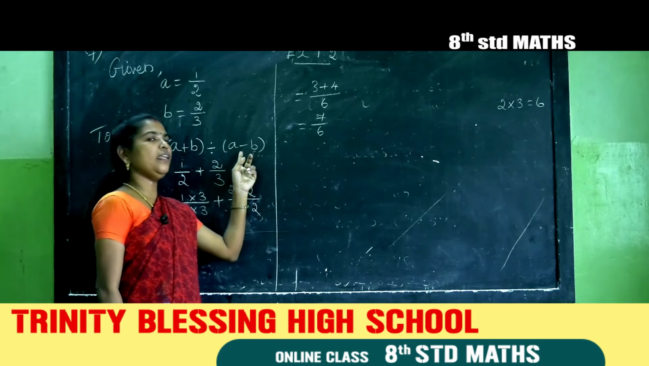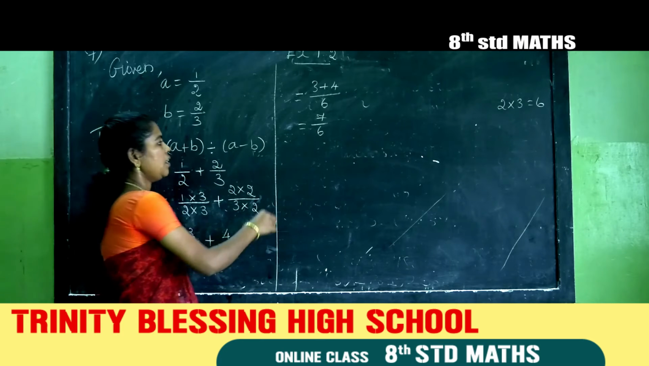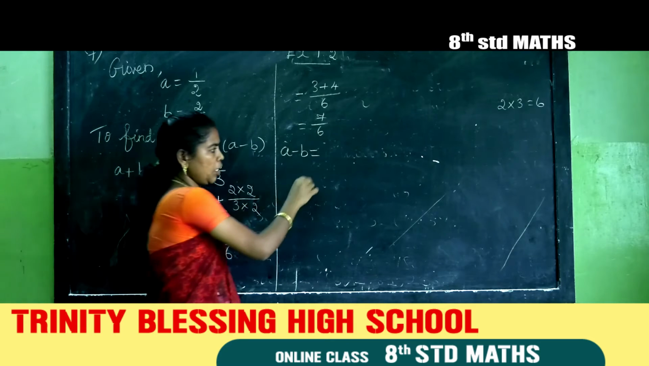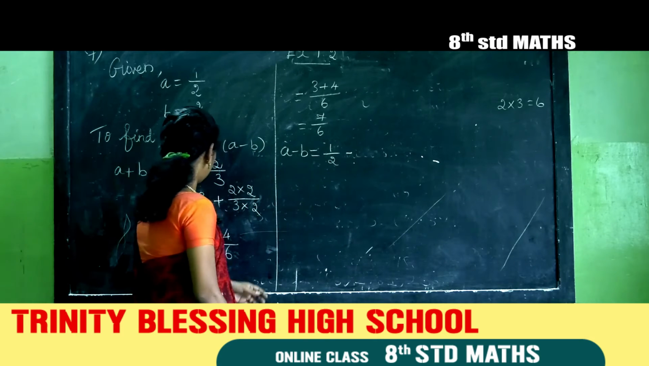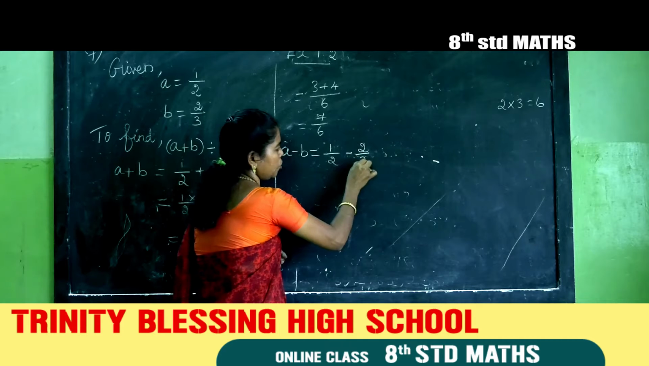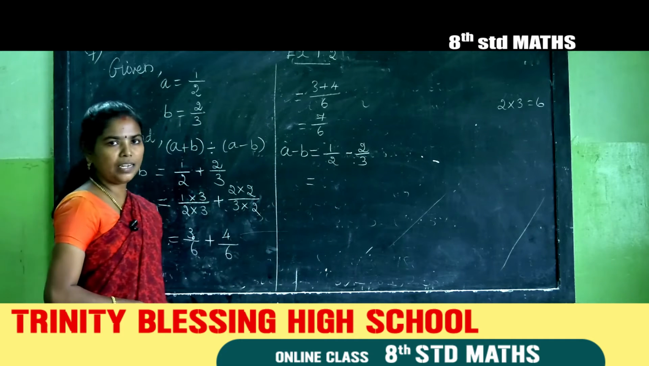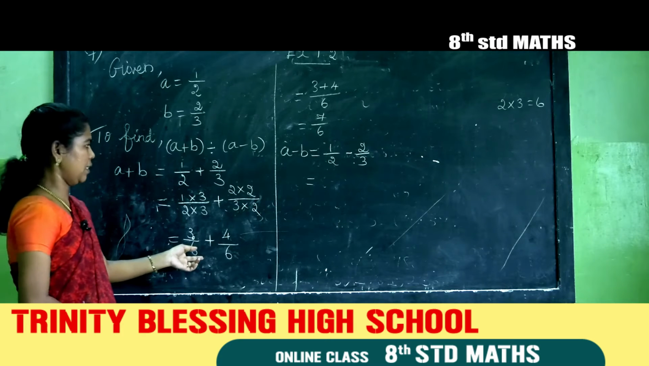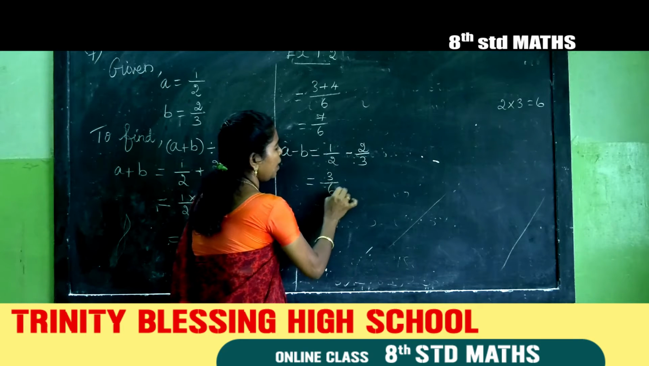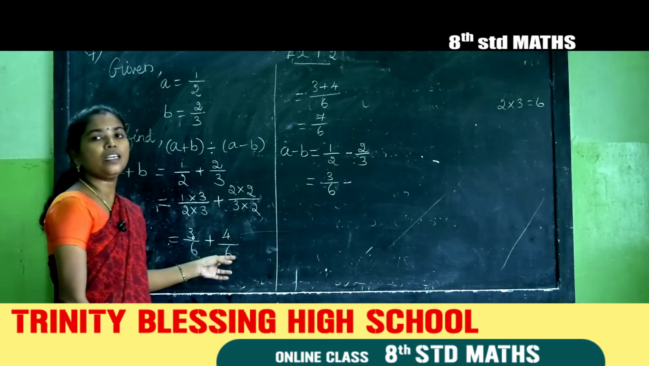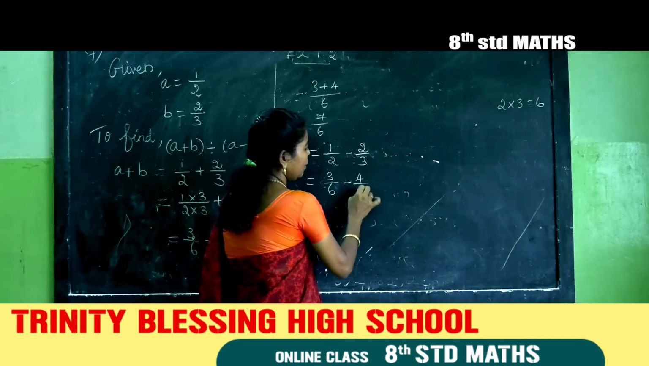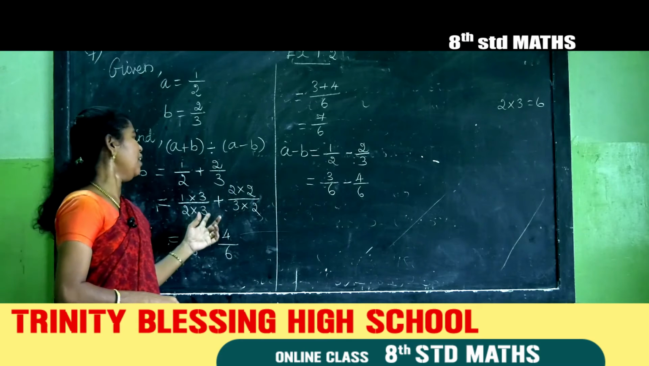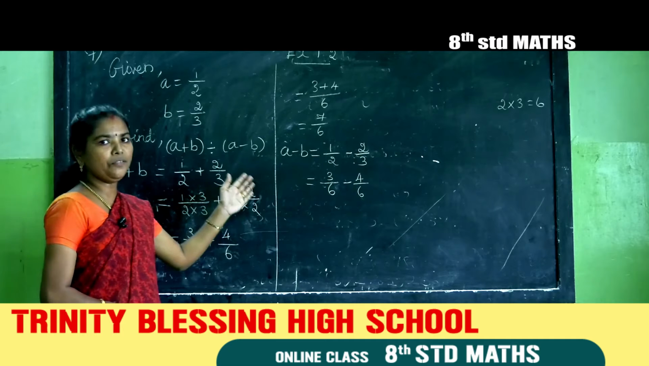Next we have to find A minus B, the second bracket. So A minus B equal to, the value of A is 1 by 2 and the value of B is 2 by 3. Here also we have to subtract. These two have different denominators, but already we know 1 by 2 we can directly write as 3 by 6, and 2 by 3 we can write as 4 by 6. For our convenience, because the denominators should be equal, in the same sum we made the denominators equal, so again we need not find.